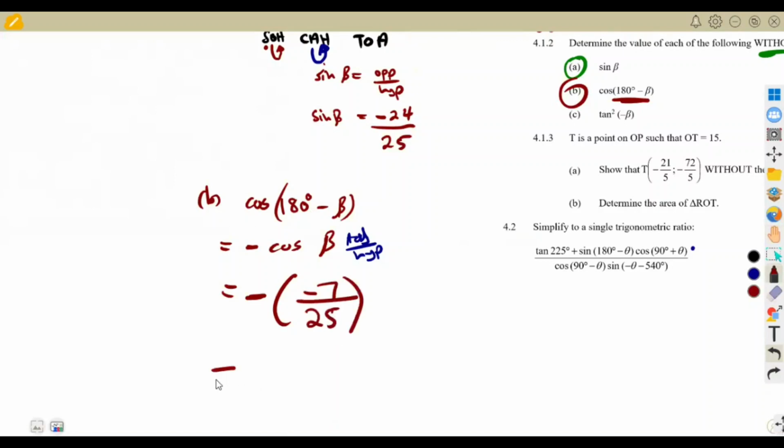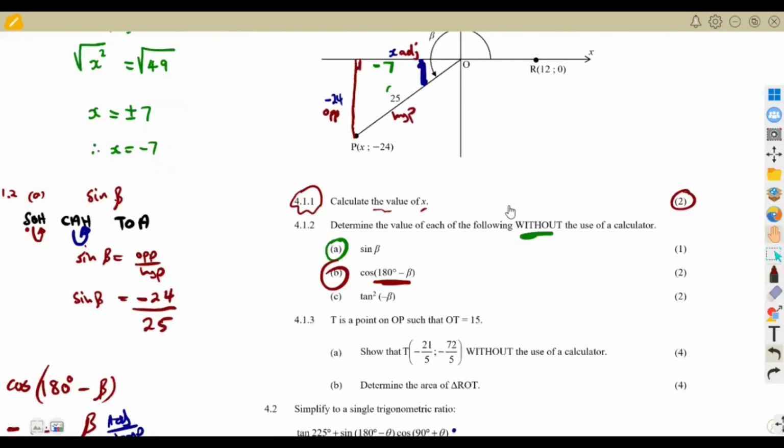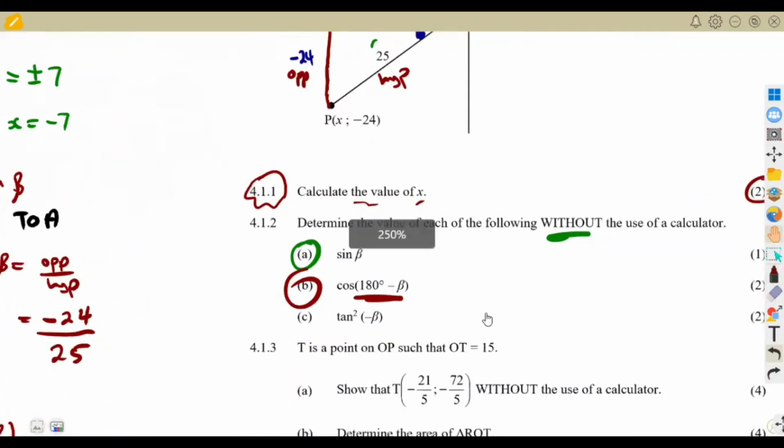So what are we going to get at the end? Negative times negative is a positive. So that's +7 over 25. Just like that. All right? So you have to understand the application of your ratios first to reduce them before the simplification. It is the same thing as this one.